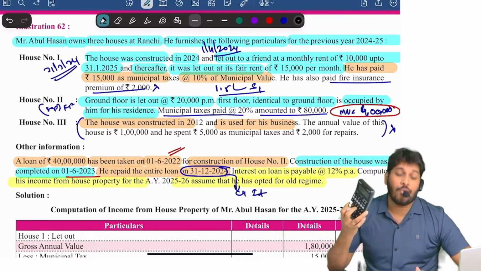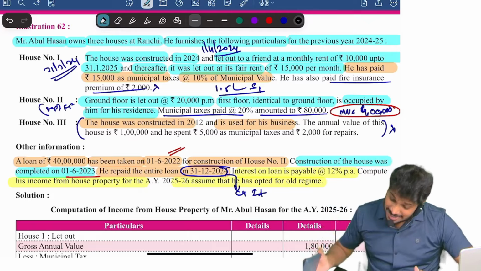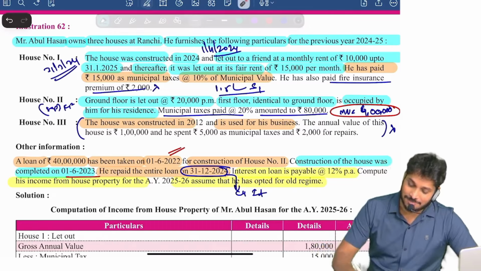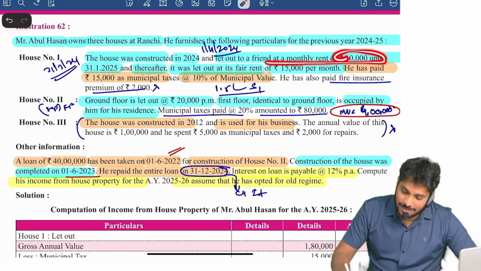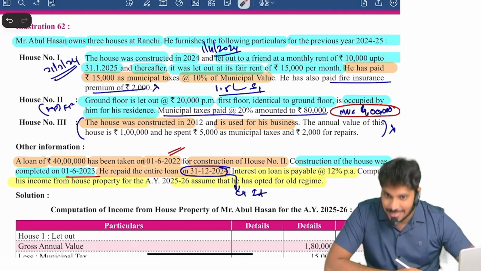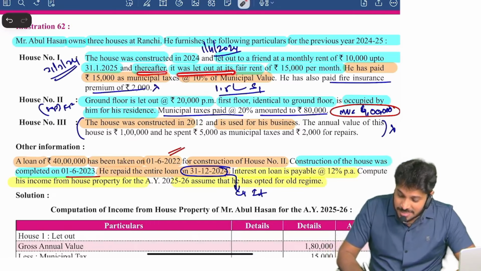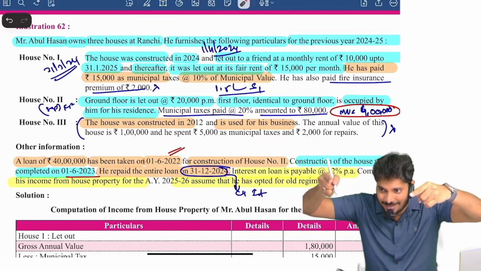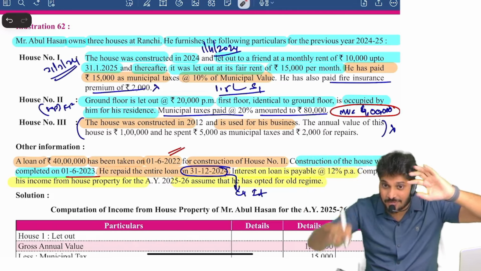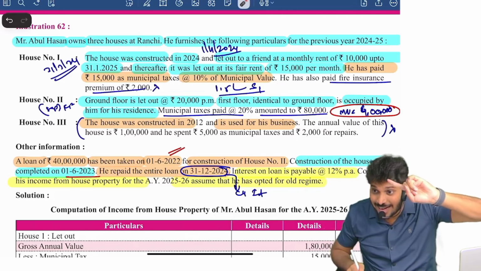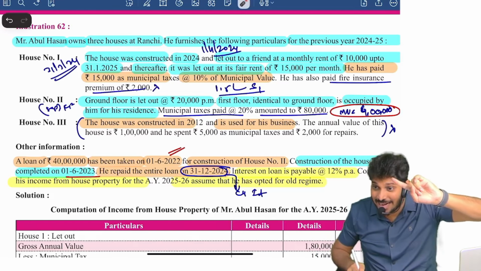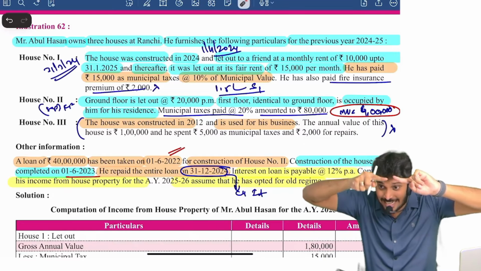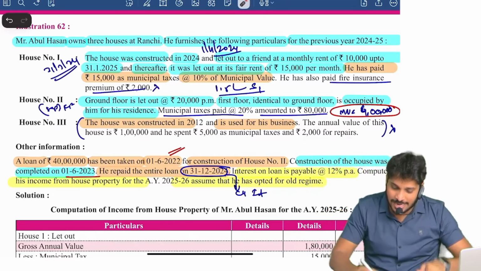Oh, wait. There is a twist here. Some fantastic information. Look at this. Actual rent 10,000 up to 31st January. Then after that it was let out at a fair rent of 15. Indirectly they gave fair rent details also. What is the property fair rent? 15,000 per month means per annum 1,80,000. So 1,80,000 is the fair rent. Municipal value is 1,50,000. Whichever is higher, expected rent is 1,80,000.